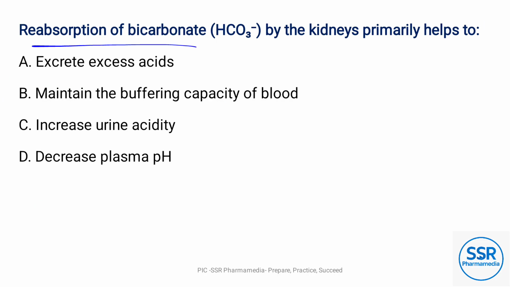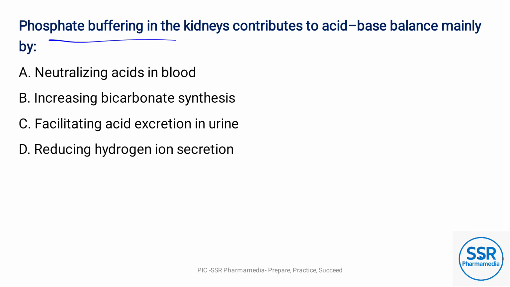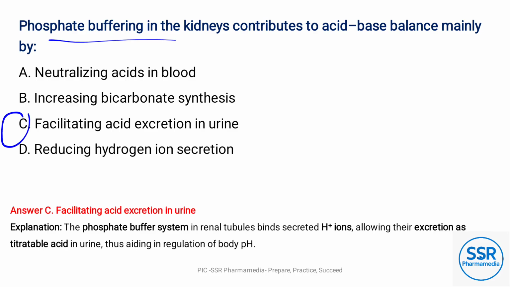The reabsorption of bicarbonate by the kidney primarily helps to, option B, maintain the buffer capacity of blood. Phosphate buffering in the kidney contributes to acid-base balance mainly by, option C, facilitating acid secretion in urine.